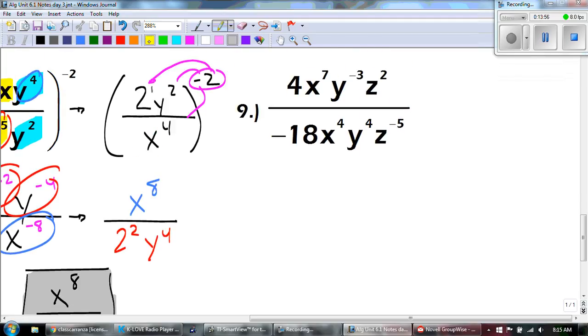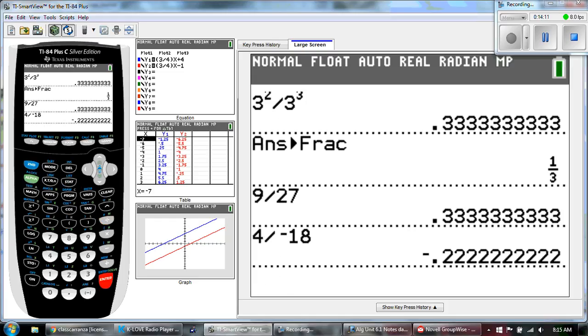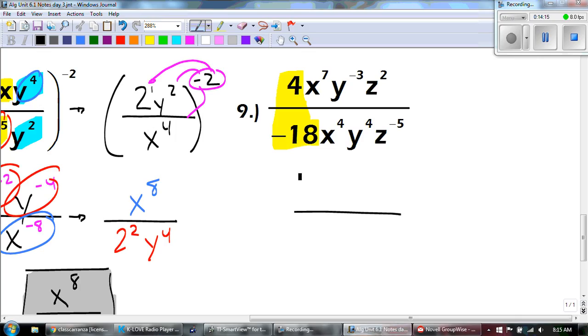All right, last one. Remember, take care of the coefficients, the numbers out front. And if you don't know what 4 divided by -18 is, just plug it into your calculator, and we get -2/9. So -2 and then 9. And then I'm just going to look at these one at a time. X to the 7th stays up here. I have a negative exponent. I'm going to drop it like it's hot.